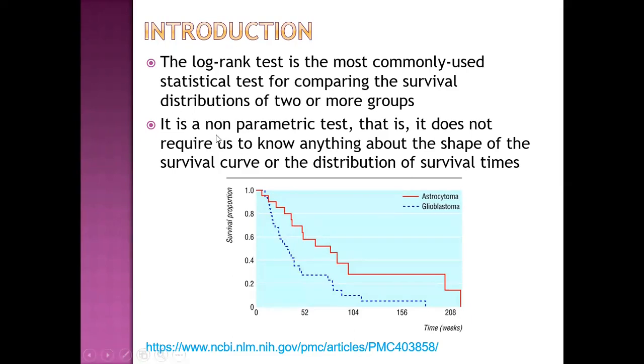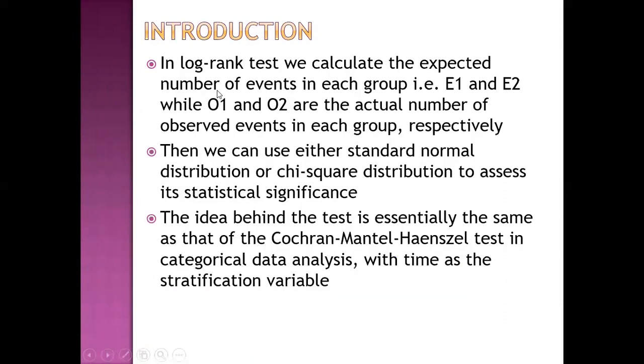The log rank test is a non-parametric test. That is, it does not require us to know anything about the shape of the survival curve or the distribution of survival times. In the log rank test, we calculate the expected number of events in each group, that is, expected in the first group and in the second group, while observed in the first and second group are the actual numbers of observed events in each group respectively. Then we can use either the standard normal distribution or the chi-square distribution to assess the statistical significance.